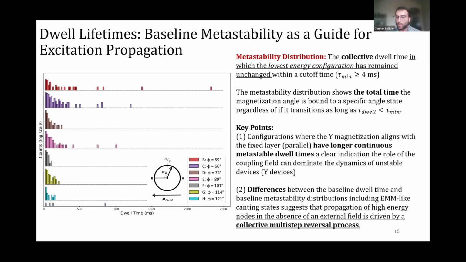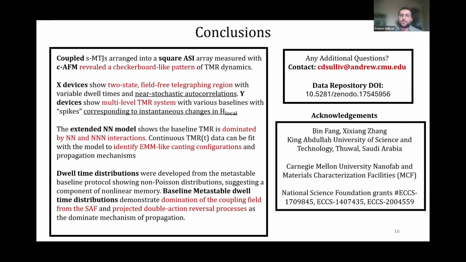And this would basically allow us to make a conclusion that although we see lots of interactions in this ASI system, we need a collective multi-step reversal process to actually move between the baselines. So that would be a complicated interaction. And then there's a data repository for this data, and the publication is pending. I want to thank our growers and the facilities at CMU and the NSF. All right, I'll take any questions now.